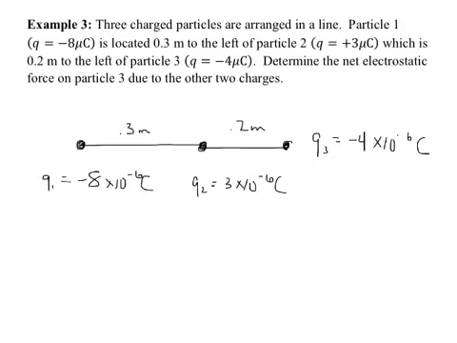So Tristan said 2 and 3 attract. What about 1 and 2? They also attract. It's a negative and a positive. But 1 and 3? They are repulsive, 1 and 3. So there's a lot going on here, isn't there? So the question is, is the attractive force bigger than the repulsive force, really? Which of these forces is greatest?